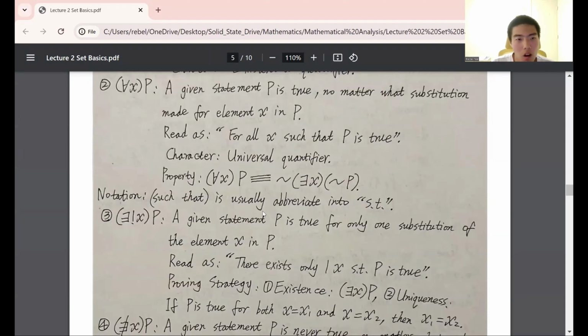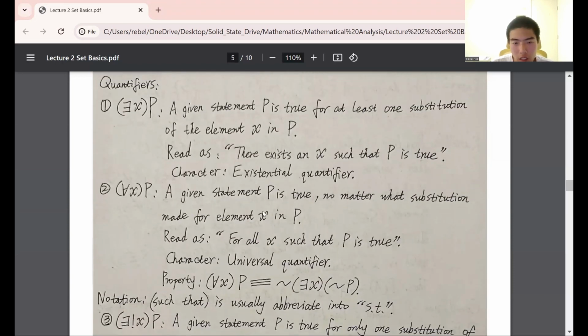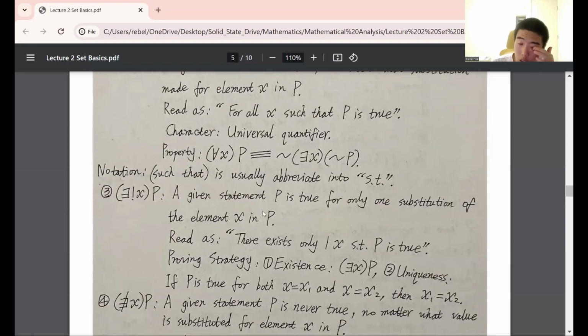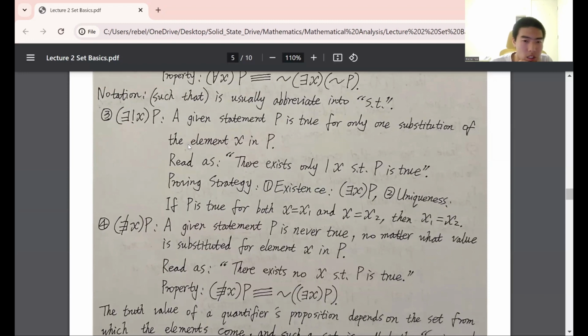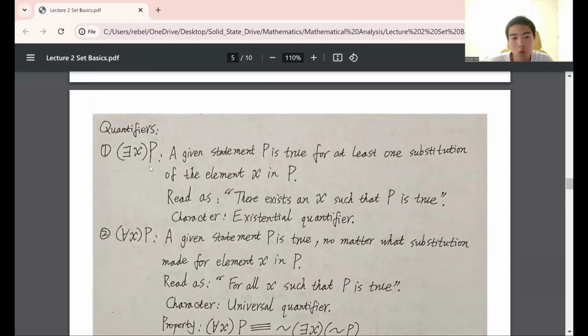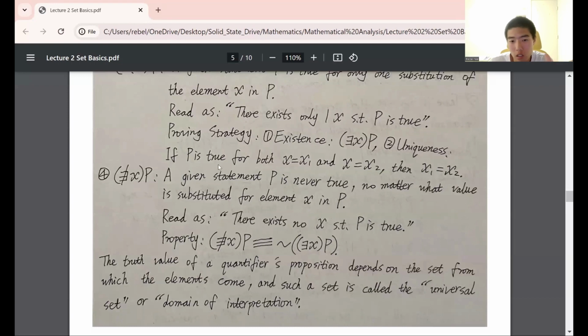So after introducing the existential quantifier and universal quantifier, there are also 2 more. But this is easy to understand. This one means there exists only one unique x that is satisfied. If there exist 2, then it is false. So there's usually a proving strategy for this one. You can first show the existence, like you just show there exists one x satisfied, and then to prove its uniqueness, you show that if P is true for both x1 and x2, then x1 is equal to x2. That's how you can prove its uniqueness, just like what we proved for the uniqueness of the empty set, right?